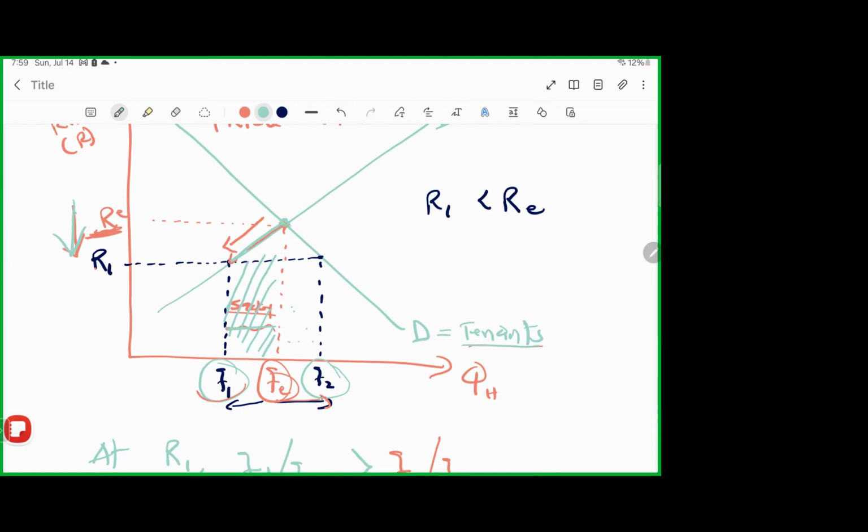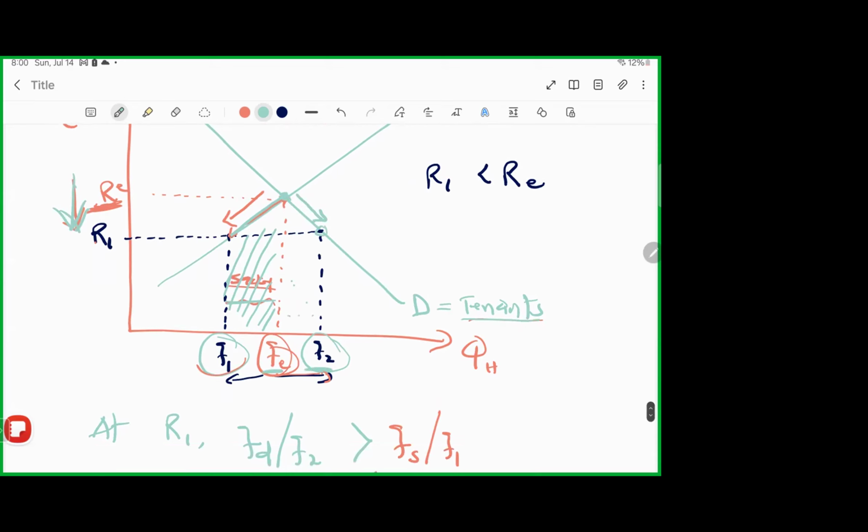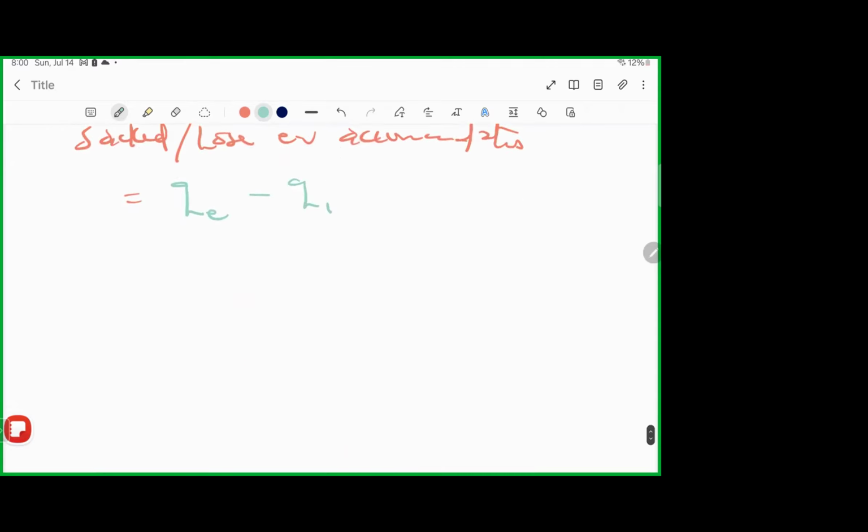Previously it was here, and then the new rent has made the price lower, so they will now move from here to here. They will no longer be operating here; they will now be looking at it here. So the new people looking for rent, the new tenants, will be what? QE, as you can see, minus what? Q2, as we can see, minus what? QE.